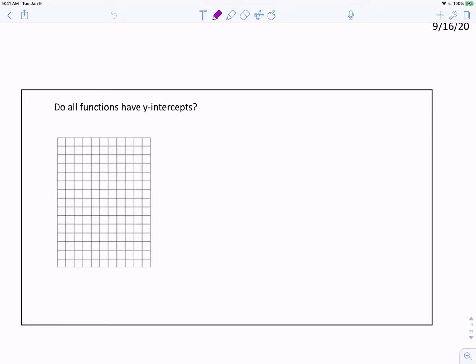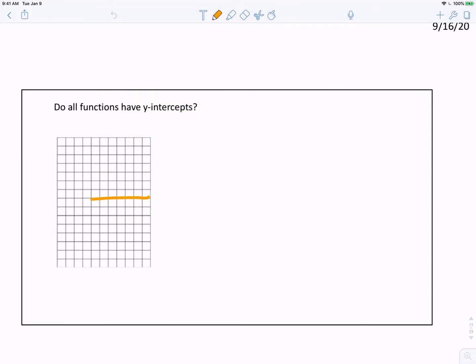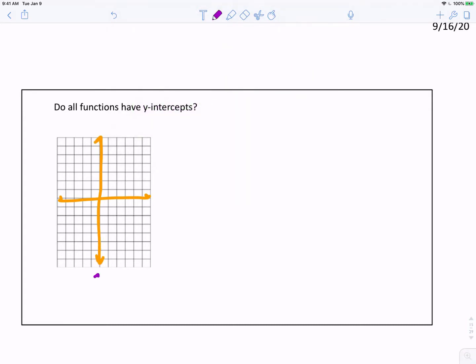We talk a lot about the y-intercept of a function, and so you might wonder, do all functions have y-intercepts? Well, let's think about that for a second. If you think about the coordinate plane, and you think about the y-axis, the question is, do all lines cross the y-axis? Because if they cross the y-axis, then they're going to have a y-intercept.